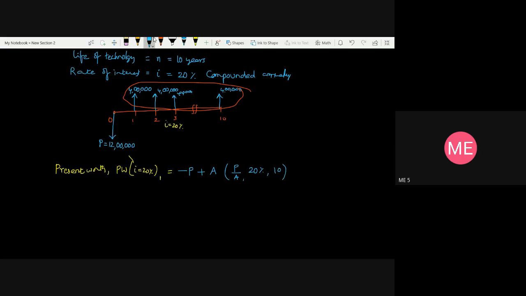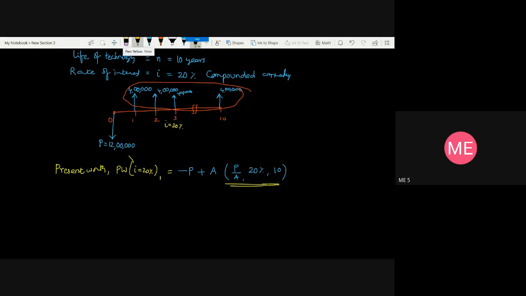Because all these cash flows represent the uniform series of payments, in a single shot I can use this interest factor straight away, without calculating the present worth of individual cash flows. One single interest factor can be written to find the present worth. So I am finding the present worth for the given annuity, and this equation is enough.